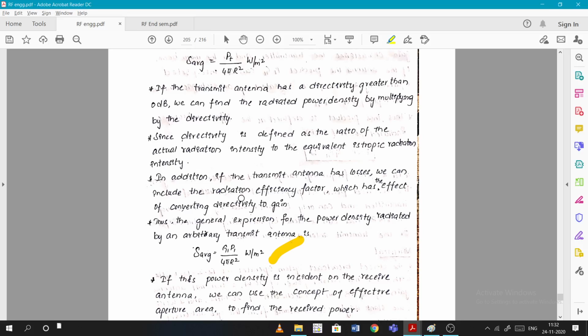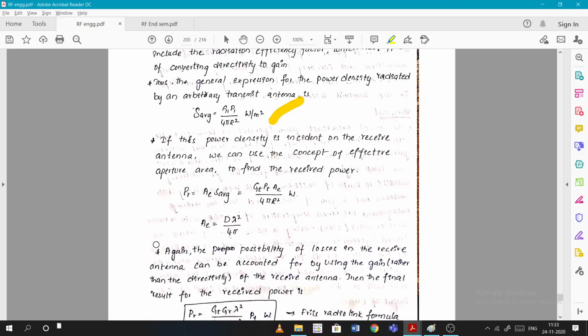Since directivity is defined as the ratio of actual radiation intensity to the equivalent isotropic radiation, if the transmit antenna is lossy, we can include the radiation efficiency factor, which has the effect of converting directivity to gain. Thus the general expression for the power density radiated by an arbitrary transmitting antenna is the main formula: GT PT by 4 pi R square, where PT is the transmitted power and GT is the transmitter gain.